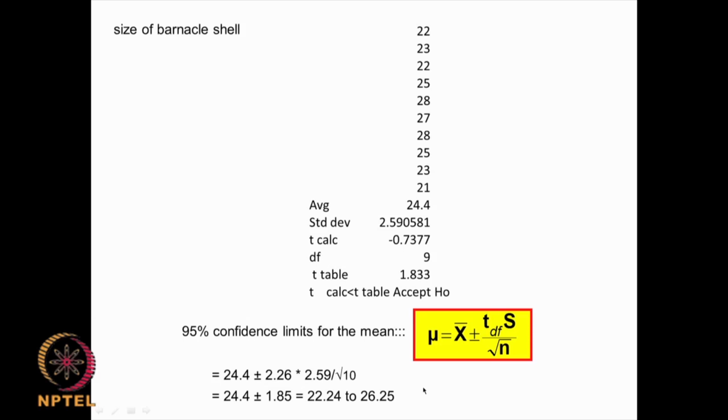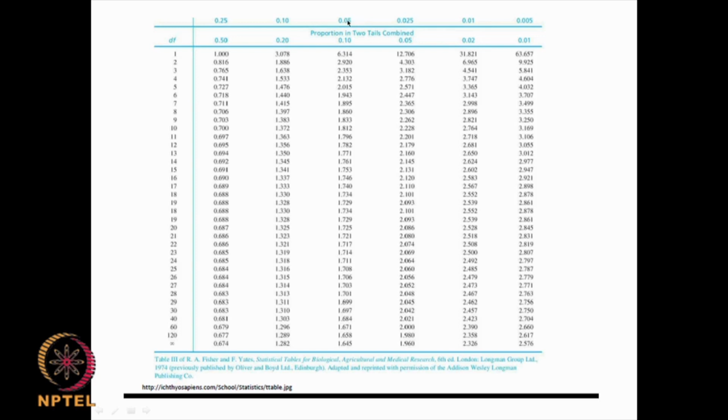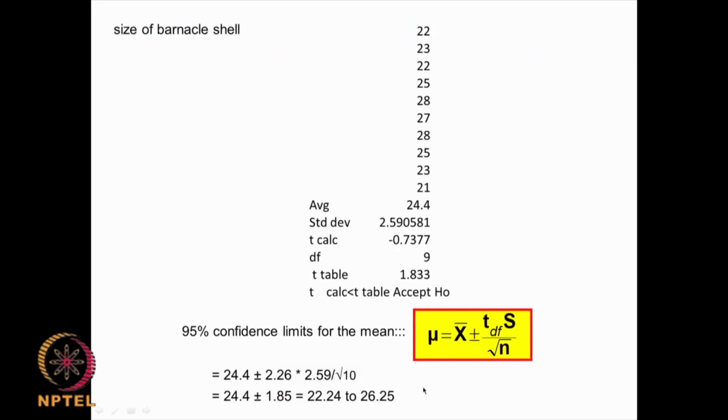For 9 degrees of freedom we have, from the T table I showed you, the top one is for single tail, the bottom one is for two tail. So, for p of 0.05, 9 degrees of freedom you get 1.833. So, obviously the T which you have calculated is much less. So, there is no reason for you to reject the null hypothesis.